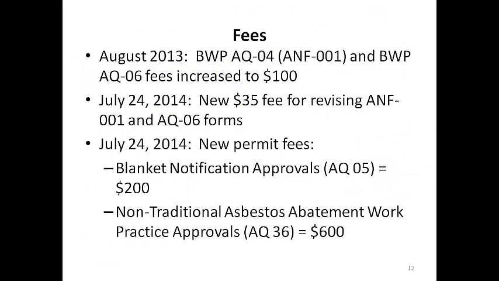Fee increases for both the BWP AQ-04 Asbestos Notification Form, also known as the ANF 001, and the BWP AQ-06 Notification Prior to Construction or Demolition, that went from $85 to $100, became effective in August 2013. In July 2014, 3 new fees were added. A $35 fee for revising the initial ANF 001 or AQ-06 forms, for example, changing the project start or end date. A $200 fee for the BWP AQ-05 blanket notification approval request, and a $600 fee for the NTWP approval request.